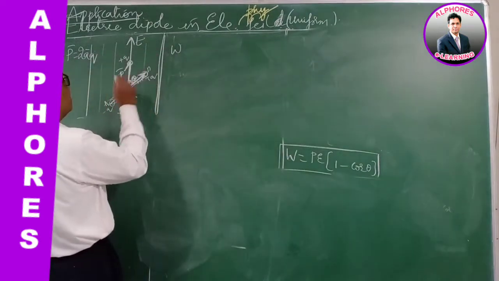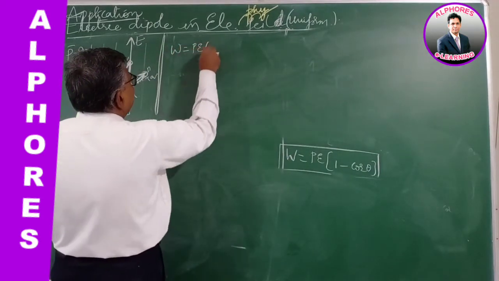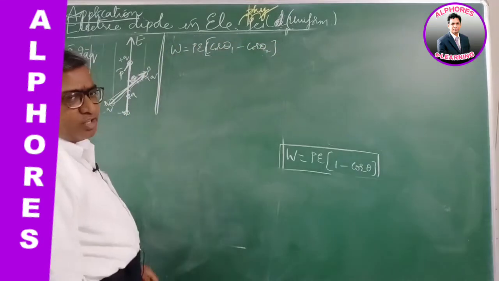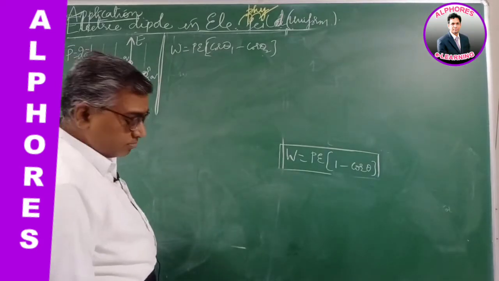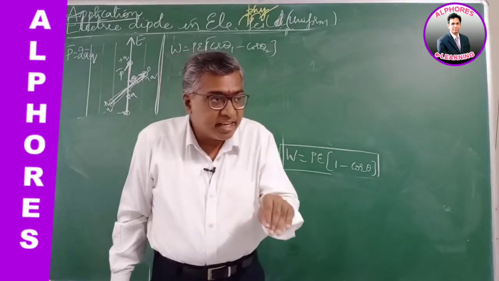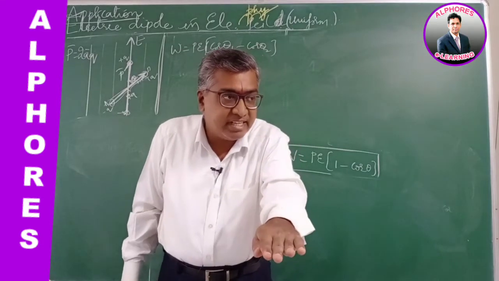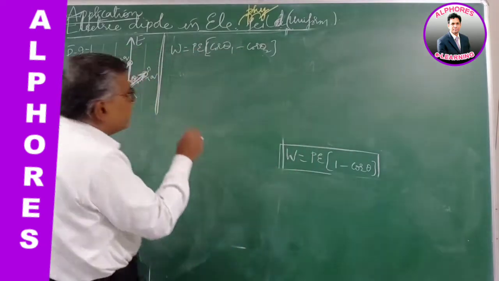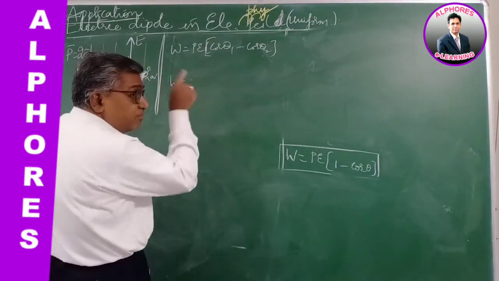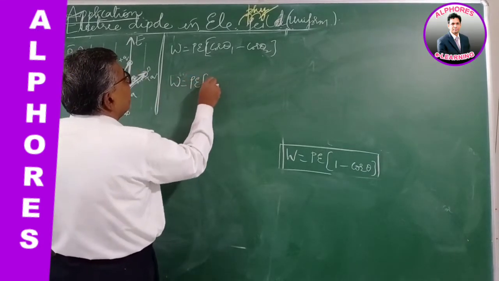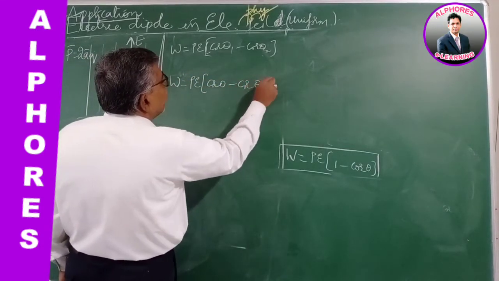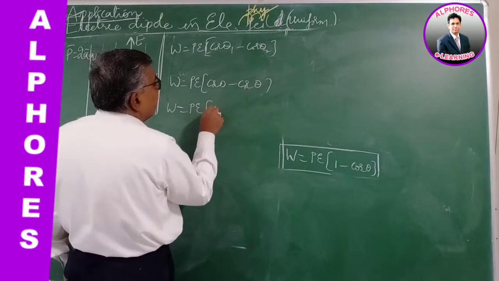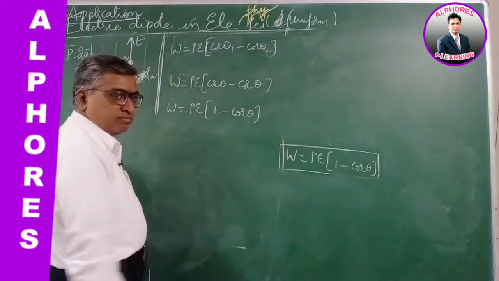Now we know generally what the work done is. Work done is PE into cos of initial angle theta 1 minus cos of the final angle theta 2. We are now rotating the dipole from the initial position. Initially it is in the direction of the field. Now from that position I am turning it through an angle theta. So the work done is PE cos 0 minus cos theta, from 0 to theta. So the work done is PE of 1 minus cos theta. This is the work done.